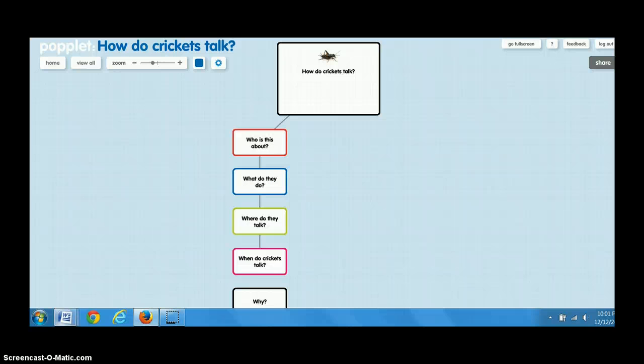I created this Popplet, which could be a graphic organizer, but it could also be used as two-column notes. You'll see that we have our topic in the middle, or our focus question, how do crickets talk? And the WH questions on the left-hand side, which are also color-coded. Let's take a look at the first question. Who is this about?